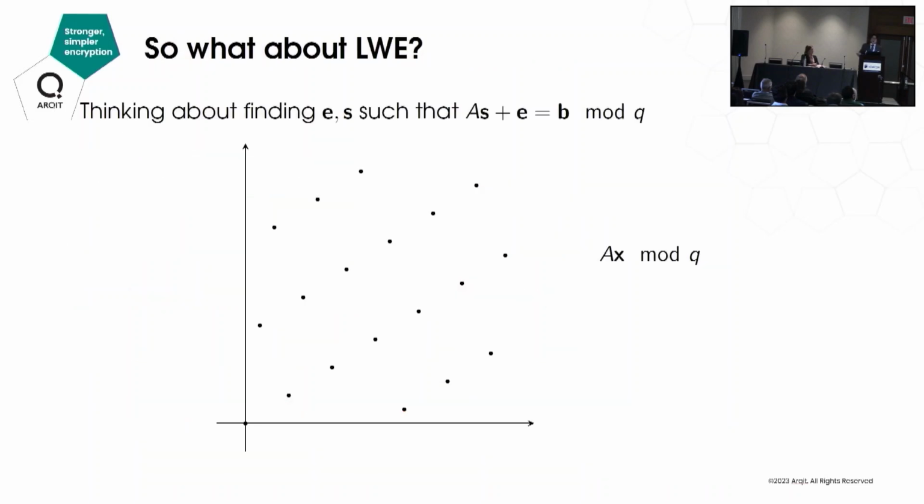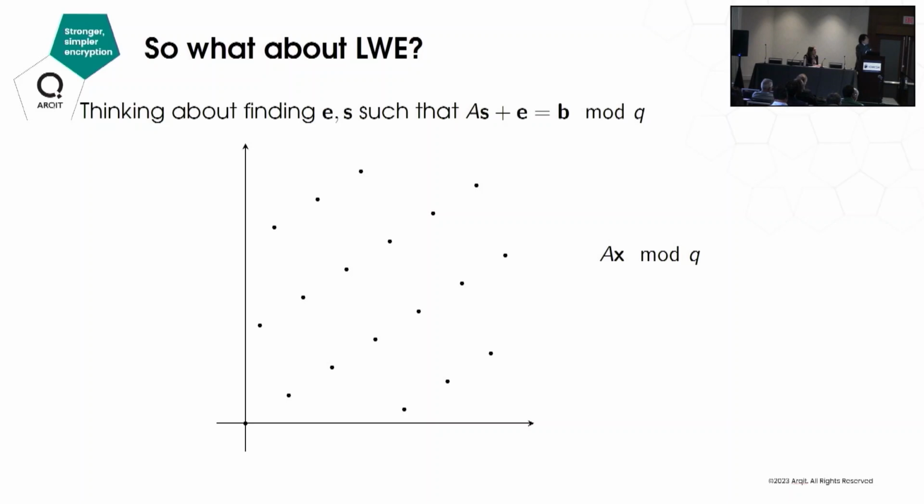What about learning with errors? What about Kyber? What about Dilithium? Or Frodo even. Here I've got to think about finding vectors E and S such that this matrix equation, AS plus E equals B mod Q. If you know learning with errors, ring learning with errors, module learning with errors, you know that it all comes down to some sort of problem that looks like that.